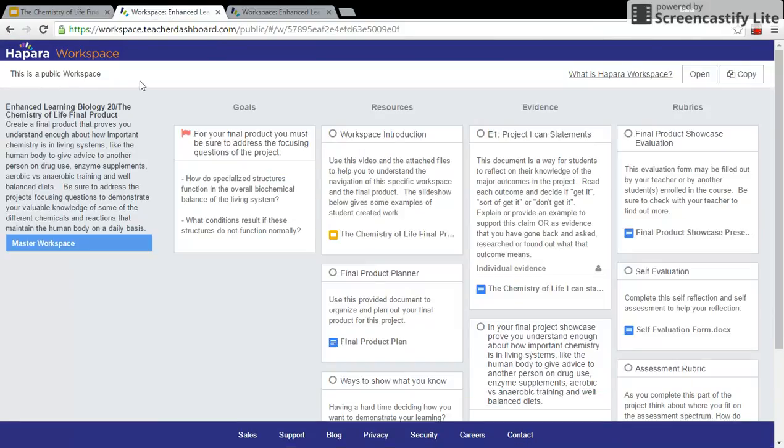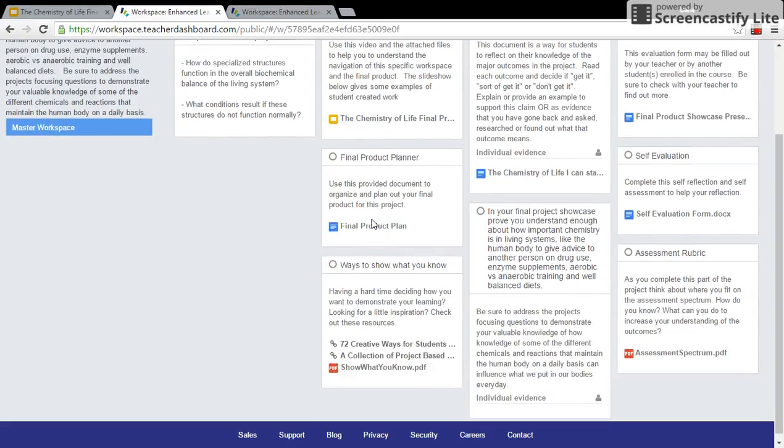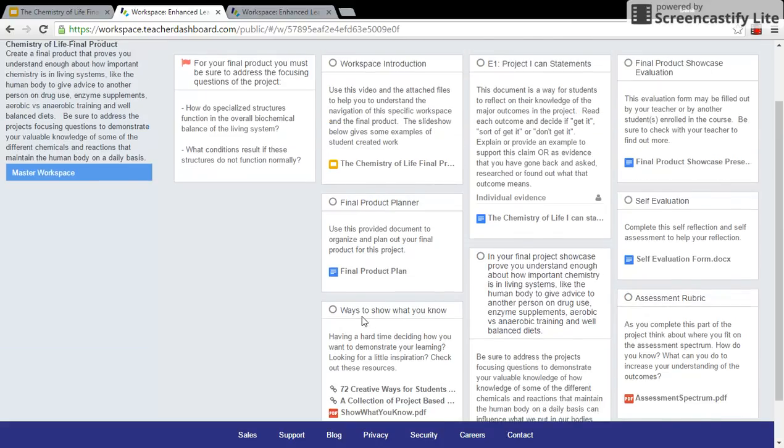But remember, there are some things in the workspace that can help you accomplish your goals. Not only are there these exemplars, but there's also the product planner. This will help you lay out, what am I going to do? How am I going to do it? What resources do I need? Who do I need help from to get this completed? And then there's some inspiration here, three little documents, some links that will take you to places that might give you a little bit of an idea of how you can demonstrate your learning.